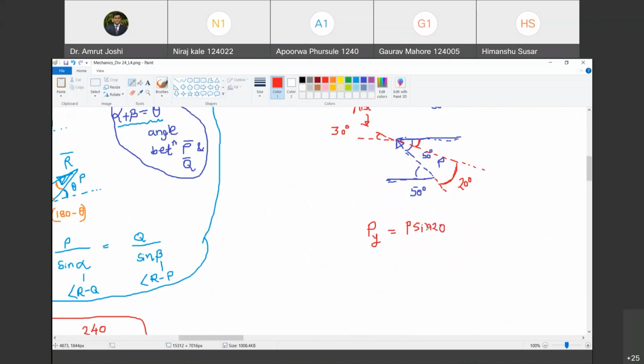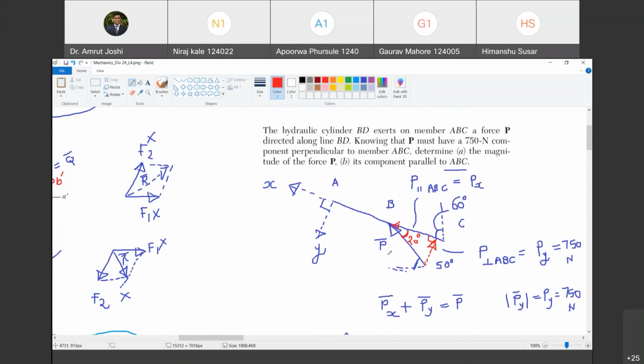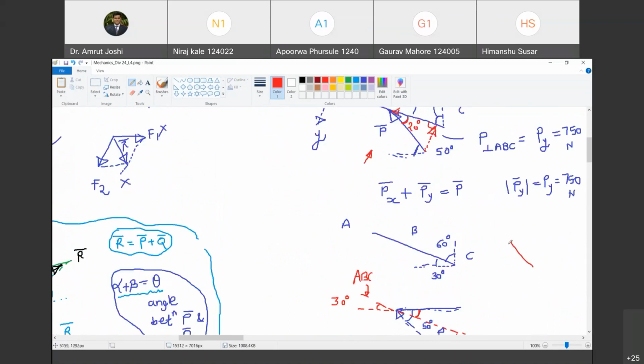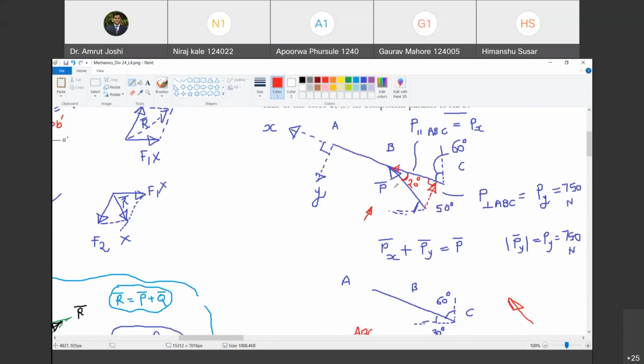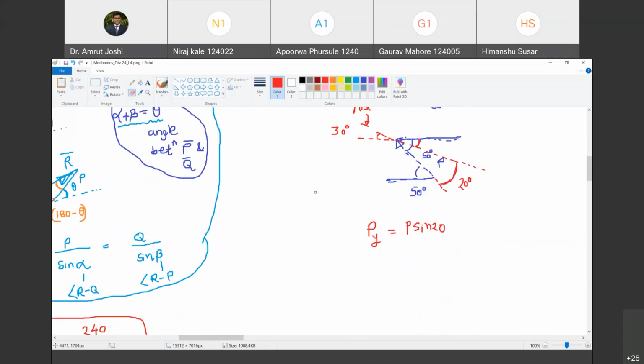And P sin 20 is in which direction? Will it be in upward direction or downward direction? देखो, P is acting in this fashion. If component along ABC and component perpendicular to ABC should add up to this P bar, there is no other go than this Y component being in upward direction. So if it is in upward direction, that means I will have to write this as minus P sin 20.